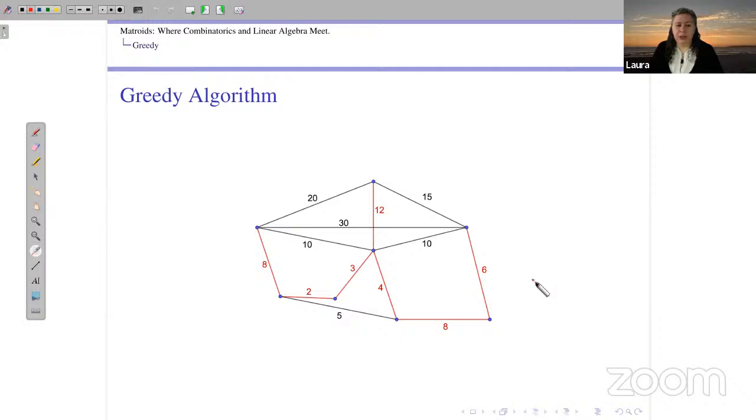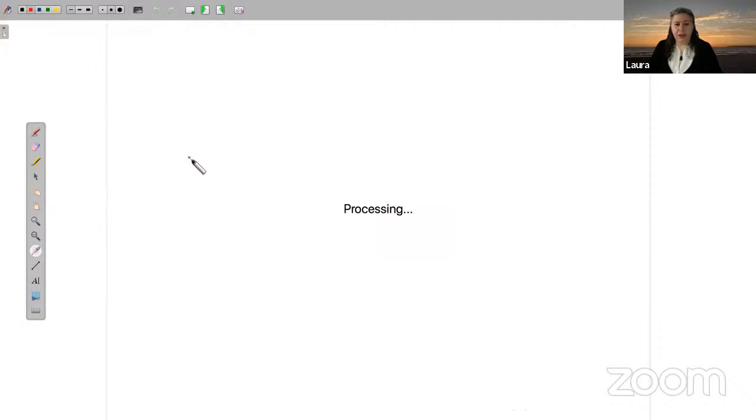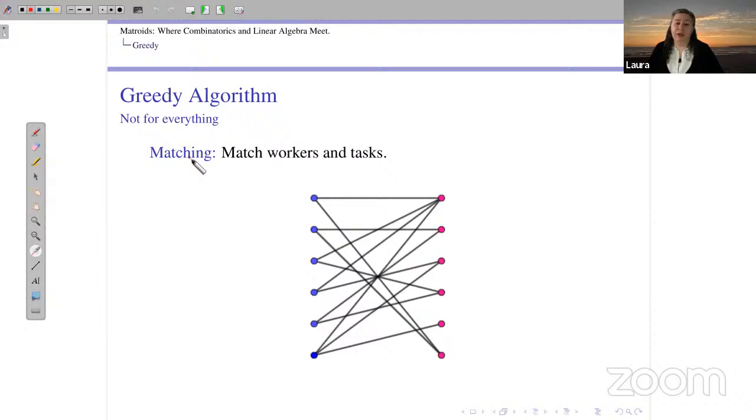And as it happens, it does work. This is what is known as the greedy algorithm. And it's a very good and efficient and very easy to understand method. The problem is it doesn't always work. So this is another classic operations research problem.